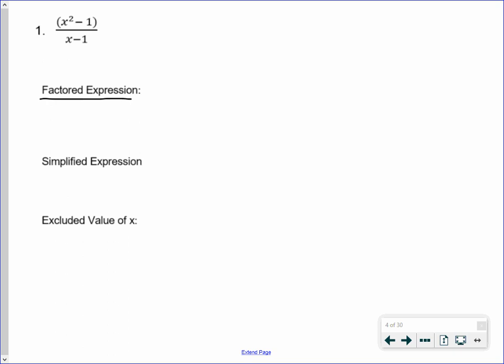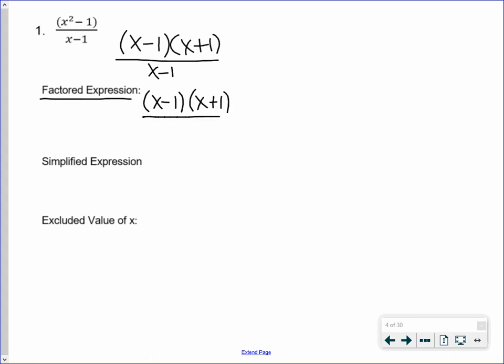So x squared minus 1, that's a difference of squares. That's going to factor into x minus 1 times x plus 1. The x minus 1 on the bottom is already factored, so we don't need to do anything to it. We can just bring it down into the new fraction. So our factored expression is x minus 1 times x plus 1 all over x minus 1.